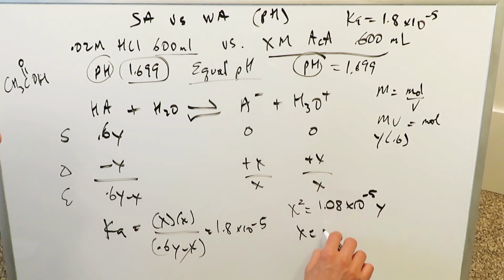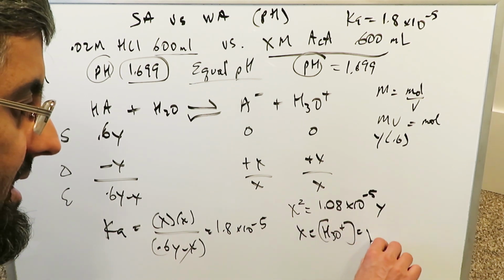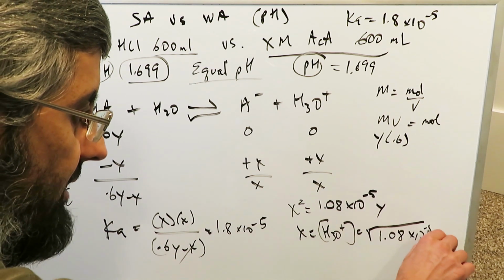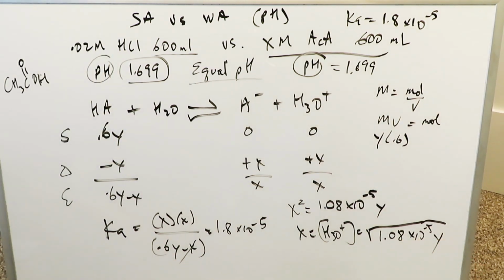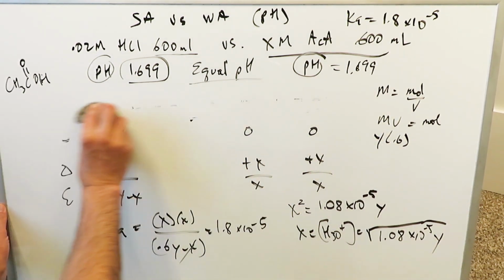X, which is equal to your hydronium ion concentration, which is the same thing as hydrogen ion, is equal to the square root of all that, 1.08 times 10 to the minus 5y. That right there will drive everything now. You don't need to see this equilibrium calculation, because you've seen it. I'm going to erase it to finish the question for you.